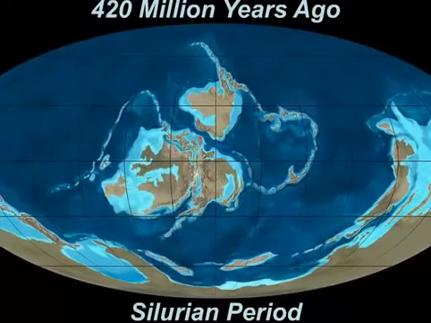Just left of center in this Silurian period, 420 million years ago, we can see the collision that created the Atlas Mountains and the Appalachian Mountains. And so essentially we have two large land masses that have now since collided with each other, creating those chains of mountains that I described in a previous discussion.